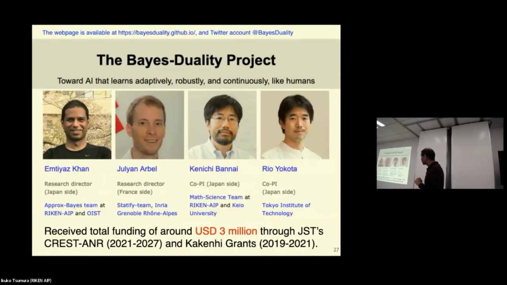We have a project called the Bayes Duality Project. We are very lucky to have this funding and have collaborators that have been working on this. There are almost 30 people working on this.